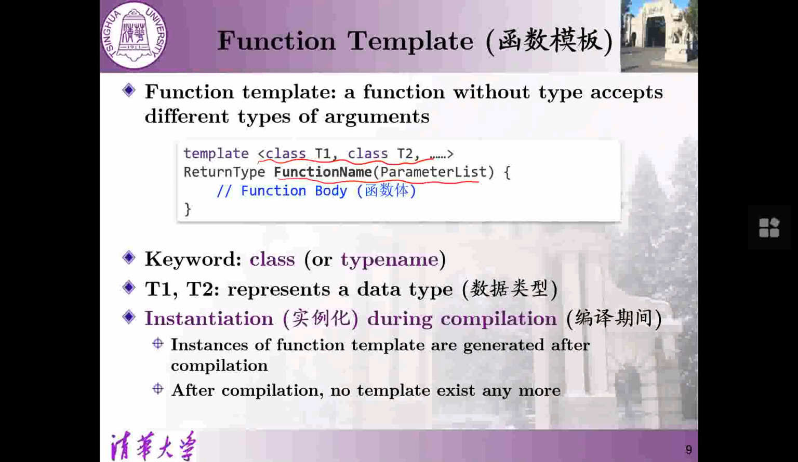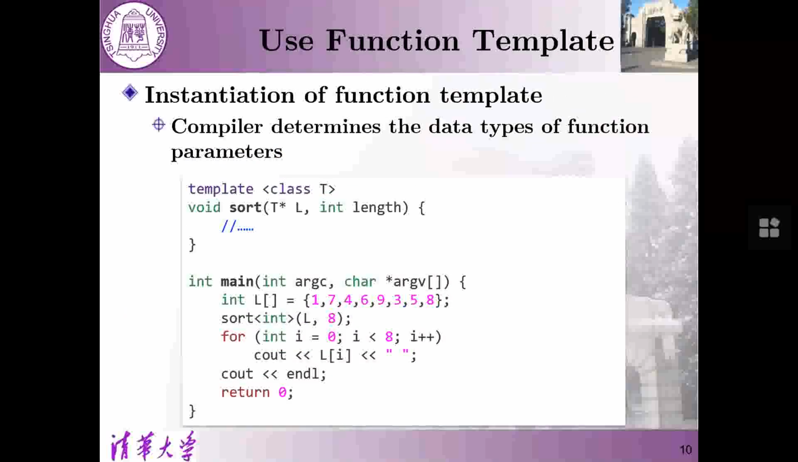The instances of a function template are generated after compilation. After compilation, there is no template; there are just some instances of functions. This slide shows how to use a function template. When we define a function template, for example the sort, the function body is the same. We only change the type of the parameter or argument.